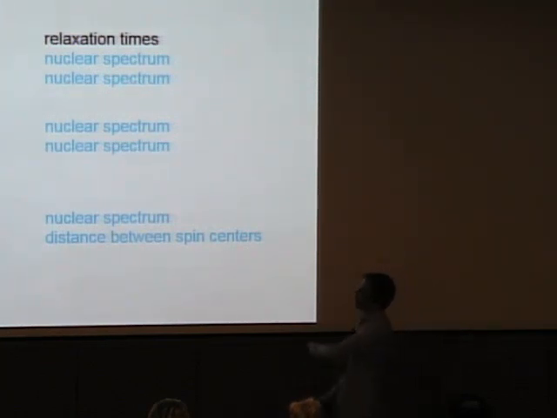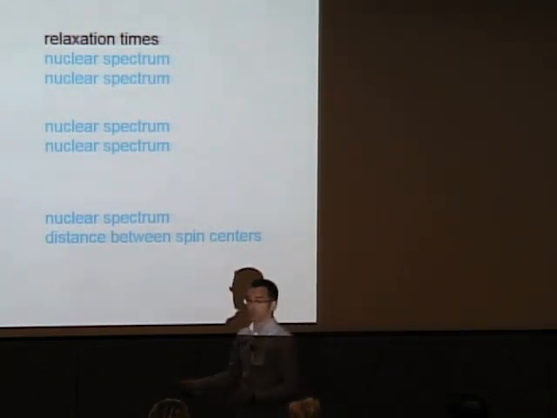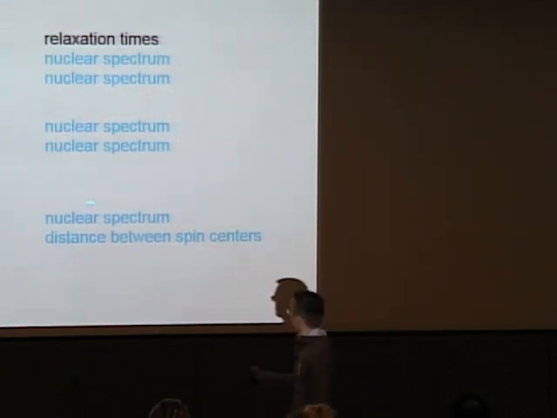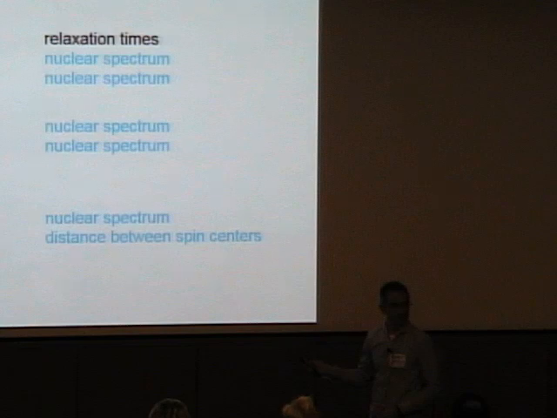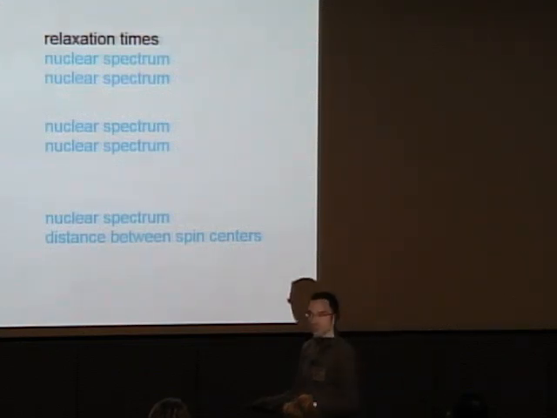So this is kind of the alphabet soup, but the takeaway here is we're measuring the spin echo as a function of something, and typically we get nuclear spectra, right? And then we analyze those peak positions in the nuclear spectra to learn about hyperfine coupling and learn about structure. So here are a few examples.